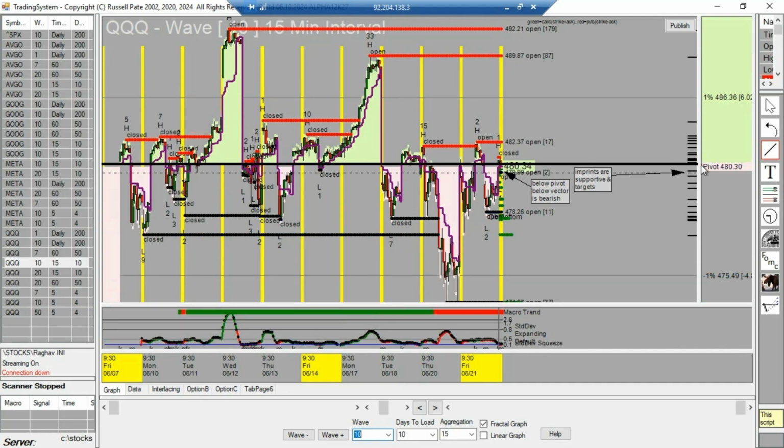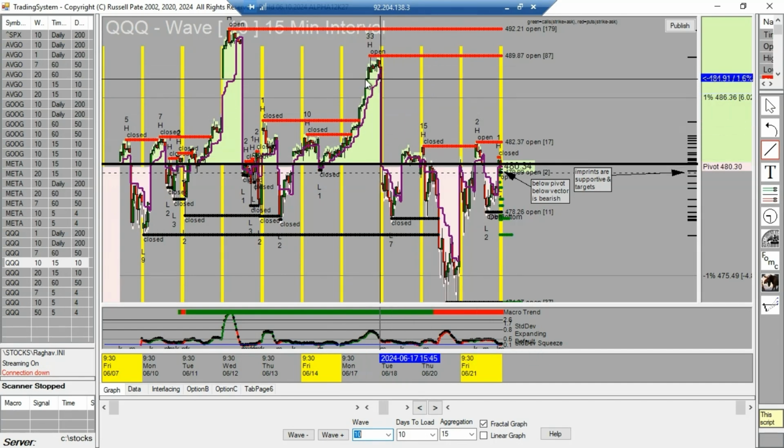Okay, first of all, we have this pivot. I've used the word pivot before, so what does it actually do? Basically, if we are above the pivot, we are tuned bullish. If we are below the pivot, we are tuned bearish. As simple as that, nothing complicated.